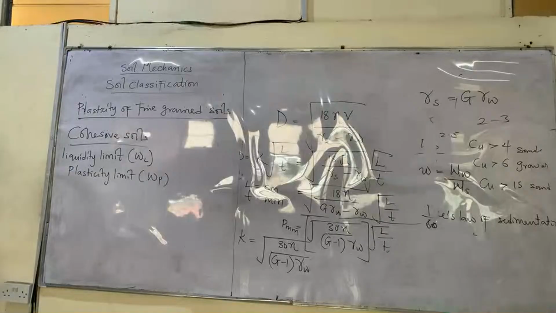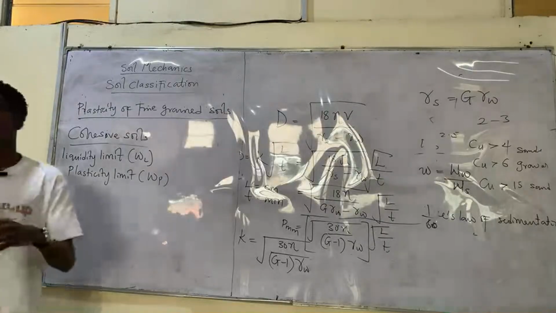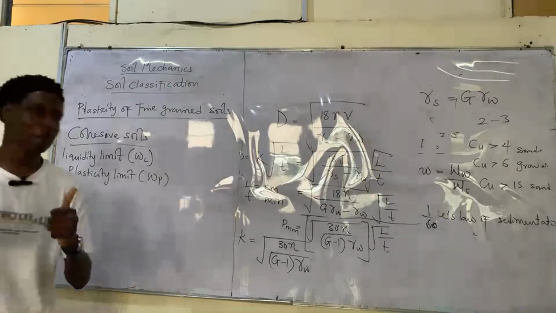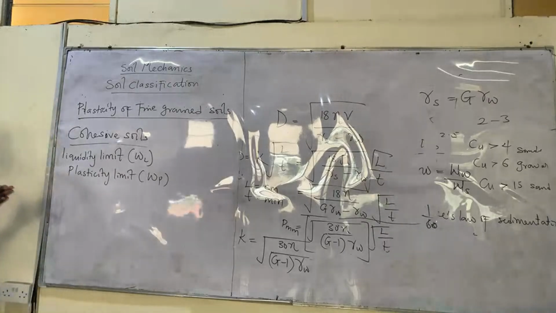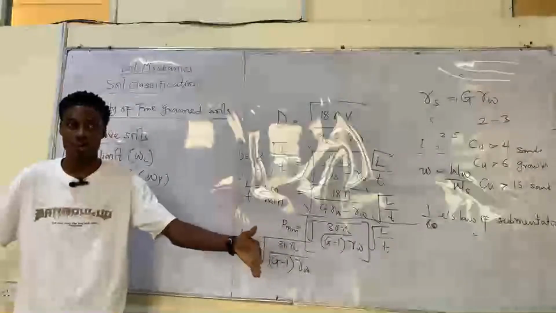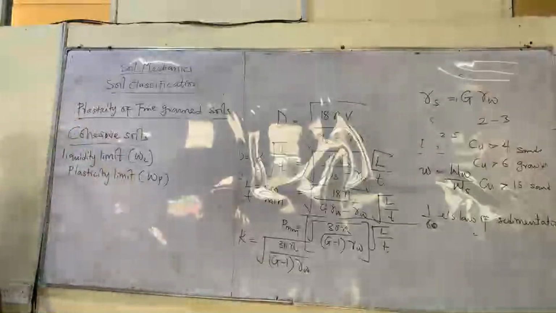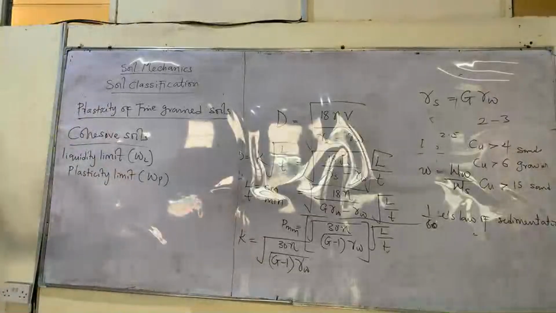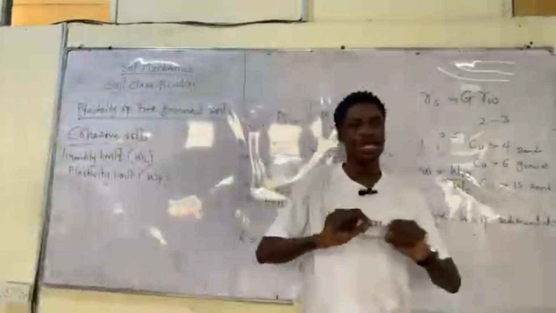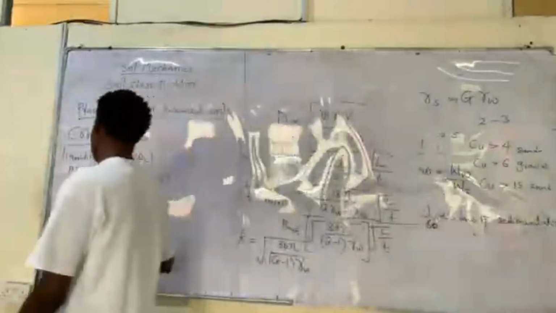Okay. Now, then we have what we call the plasticity index. All these things can seem overwhelming, but I'll try to break them down in very simple terms. The plasticity index is the range of values at which the soil is plastic. So it is the range of values for the water content at which the soil is plastic. That is the plasticity index.